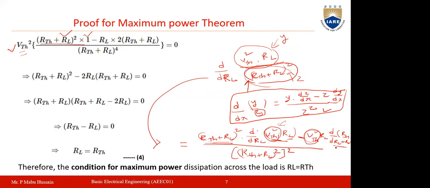So we are going to differentiate this. If you differentiate this, what we will get? RL into 2 into (R Thevenin plus RL), divided by (R Thevenin plus RL) whole power 4. This is how you can derive this expression, and this value should be equal to 0. For the total expression to become 0, the numerator term should be 0.